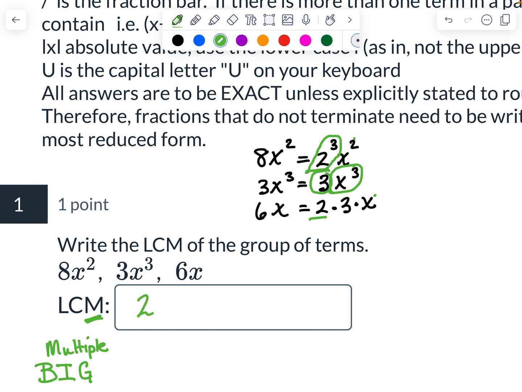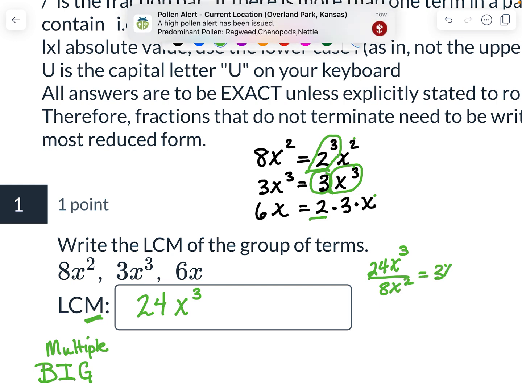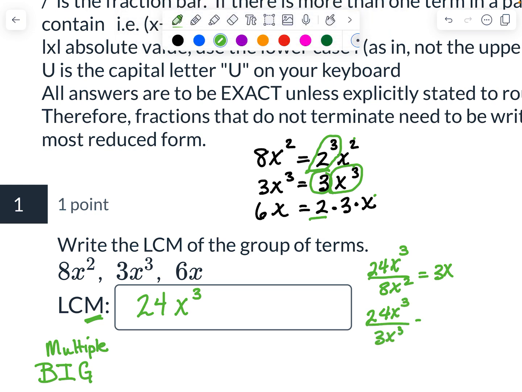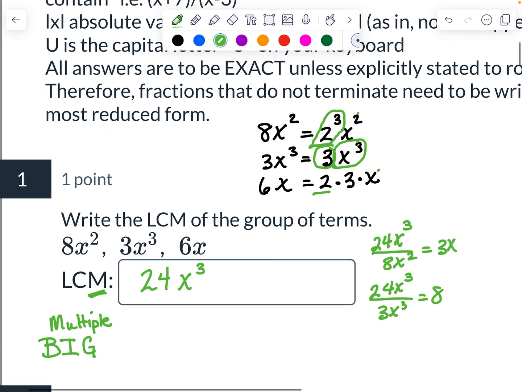So that's going to give me 24x to the power of 3. If I want to check my answer, if I ask myself if I have 24x to the power of 3, can I divide 8x squared out of it? And yes, I can. That's going to give me 3x. If I have 24x to the third, can I factor 3x cubed out of it? Yes, I can. That's 8. And if I have 24x to the third, can I factor 6 out of it? And yes, I can. That would be 4x squared.